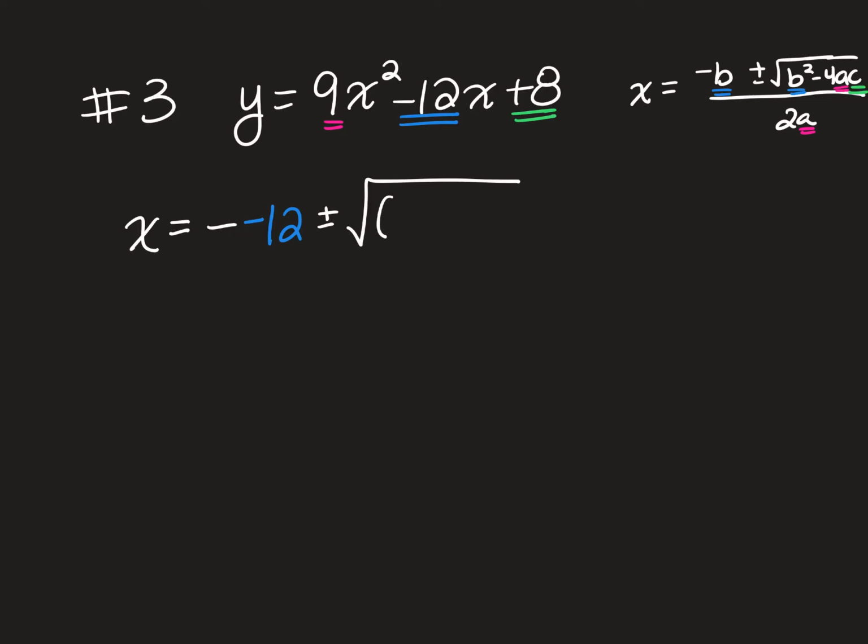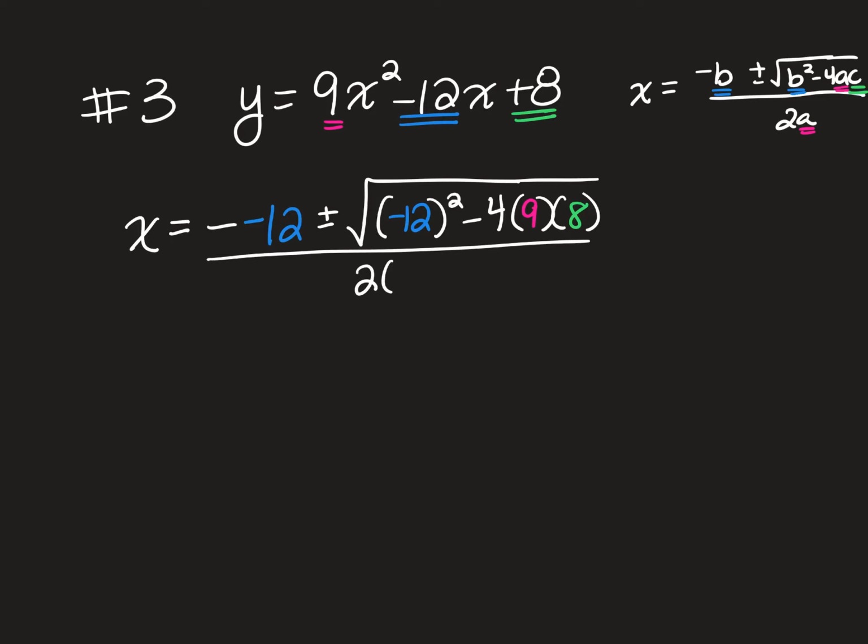so negative 12 squared, and then we'll have minus 4 times a, which is 9, times c, which is 8, and then that's all divided by 2 times a, which we said is 9. And then it's just a matter of simplifying.